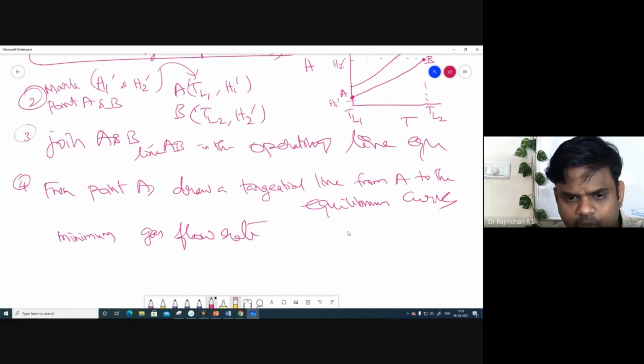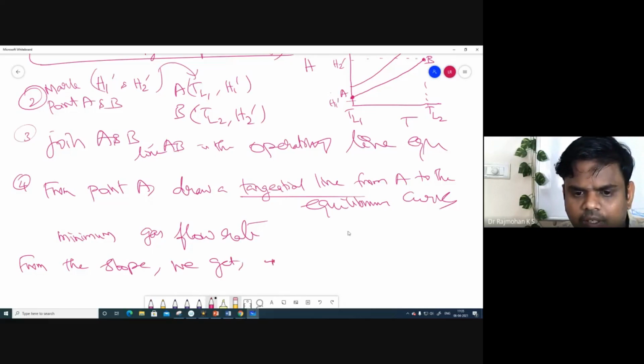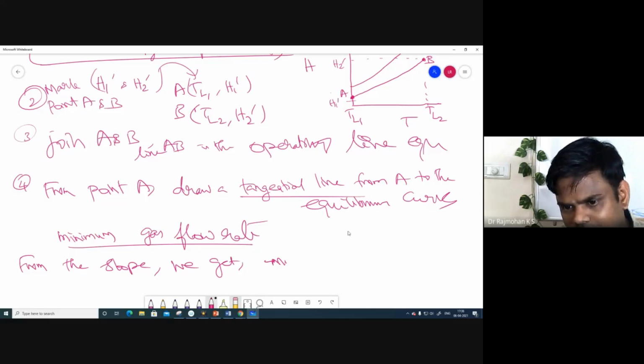So from the slope, if you draw a tangential line, from the slope we get the minimum gas flow rate. We can tell one thing about the nature of the slope. When the equilibrium curve is like this and our tangent line is like this, what is the slope of this tangent line? And when the equilibrium curve is like this and our tangential line is like this, what is the slope?